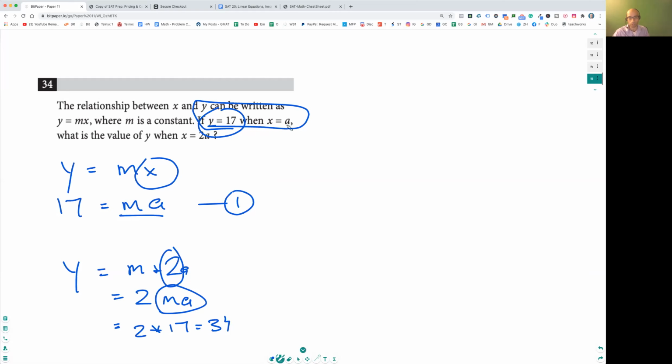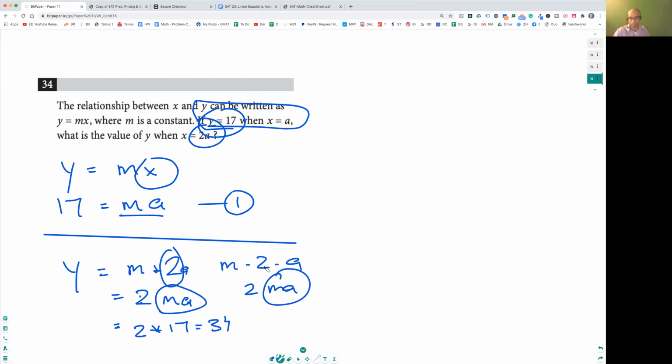Remember, all you have to do is substitute A here, you get 17 is equal to MA, okay? That's the first part. You use this part of the equation. The next part is given here. What is x equal to? 2a. I'm just going to substitute 2a inside y is equal to mx again, right? This is the most important equation. I get y is equal to 2 times ma, because m times 2a is just 2 times ma, right? And then I select this ma from here. I get rid of this ma, but instead I put in 17. So 2 times 17 is 34.